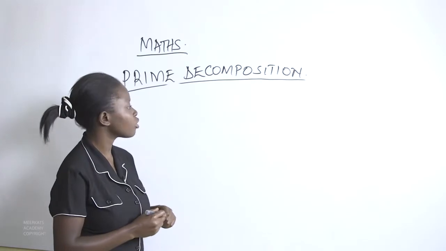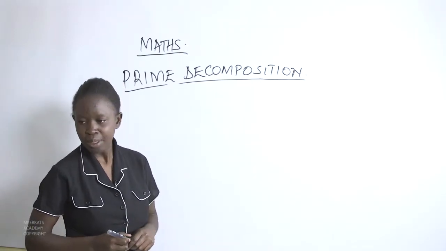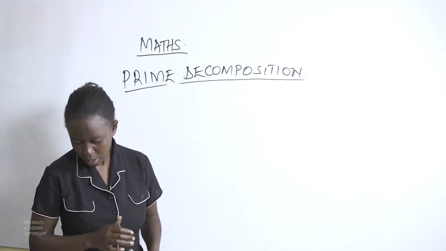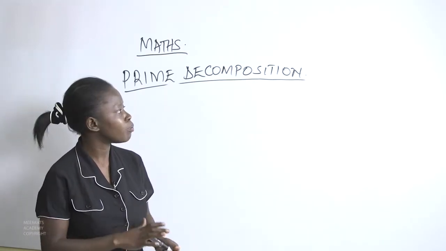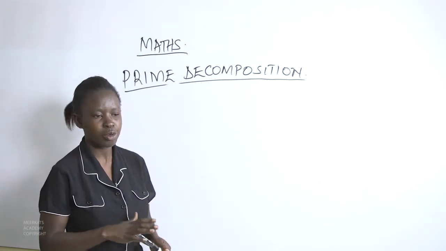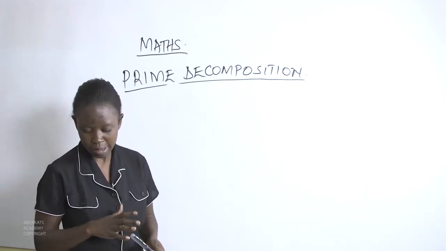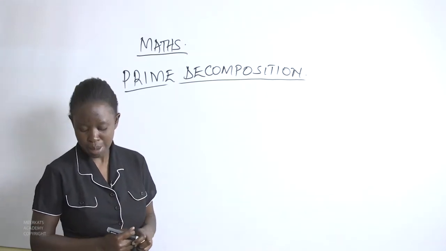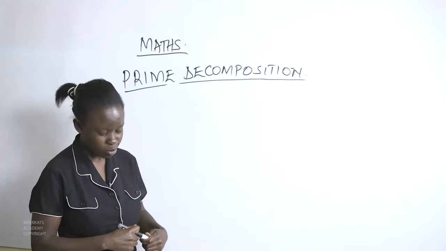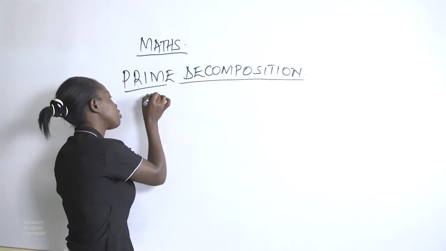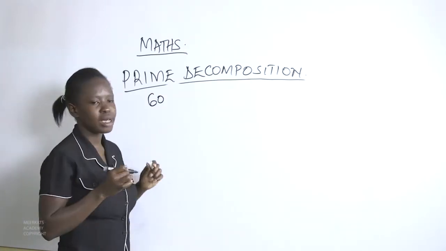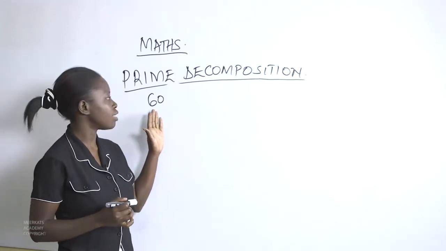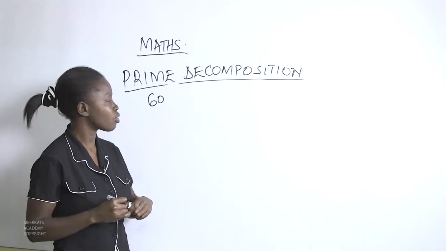So apart from using the tree factor, we can decide to use division by prime numbers as an option of finding out the factors that are making up a composite number. For instance, if I'm having 60 as a number, I need to find out which prime factors are making up 60. So what does it mean?